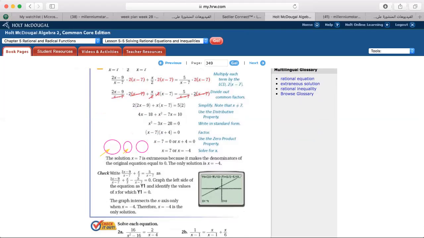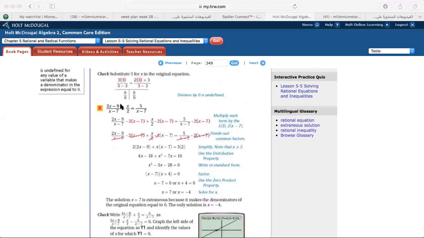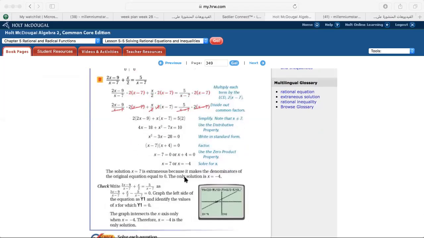Okay, girls? So, again, I want to tell you, the first step is that you will multiply the three terms by the denominators that you have, x minus 7 and 2. After elimination and simplifying and distributing and factoring and collecting all the terms together and finding the values, okay, you have now two values for x, 7 and negative 4.